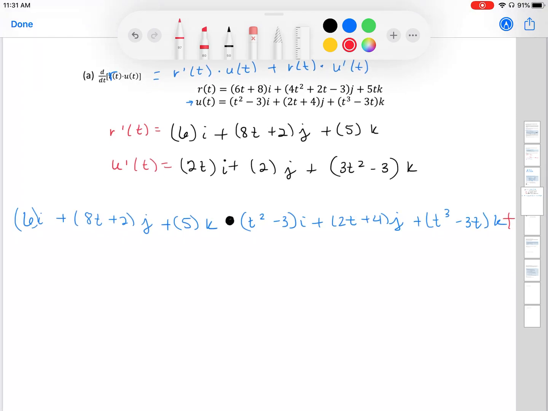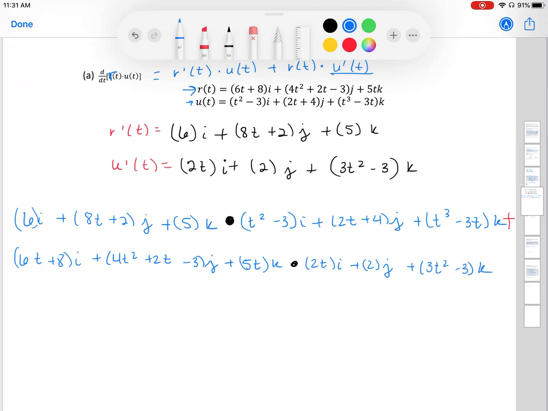So r of t, we have it right here, is 6t plus 8i, 4t squared plus 2t minus 3j plus 5t k. And we're going to dot product that with u prime. u prime is 2ti plus 2j plus 3t squared minus 3k.